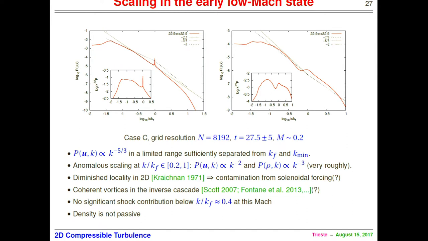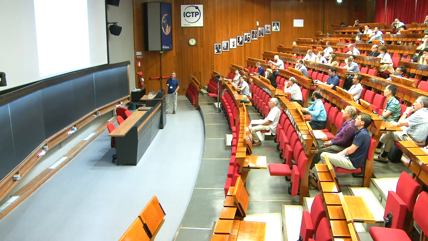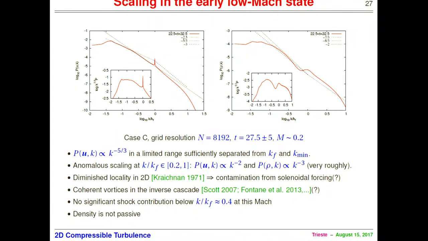And so you might think that this means that the cascade is known to be not really very local. You might think that, yes, there is a piece of Kolmogorov spectrum on larger scales here, while the scales closer to the energy injection rate are contaminated by the forcing.